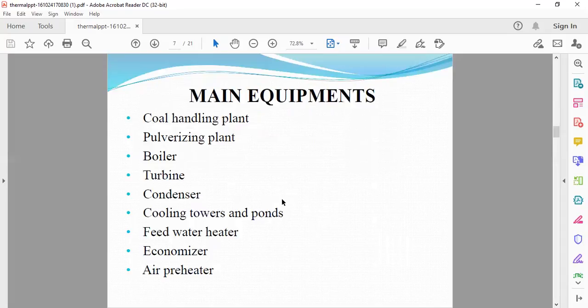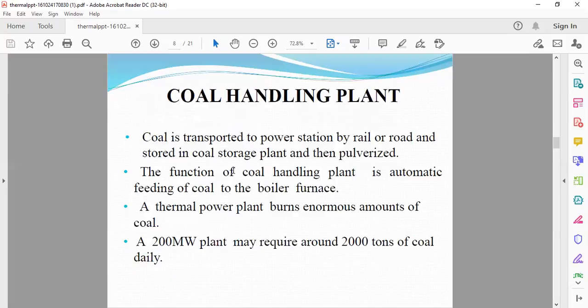So here we go with the main equipment. What are the main equipments in this thermal power plant? That is the coal handling plant and pulverizing plant, boiler, turbine, condenser, cooling towers and ponds, feed water heater, economizer, and the air preheater. We will go through each of these equipments. First of all, the coal handling plant. Here coal is transported to the power station by rail or road and stored in coal storage plants and then pulverized. Pulverized is nothing but crushed into a powder.